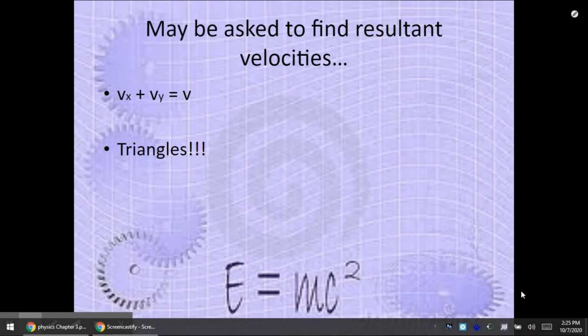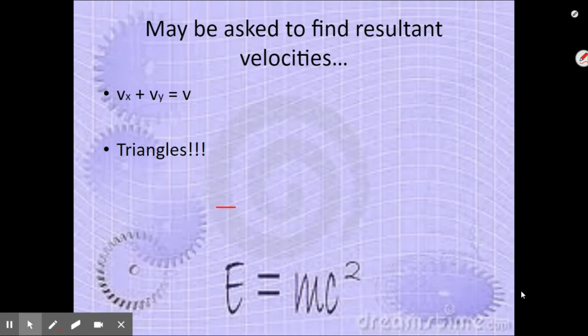You might be asked to find resultant velocities. So if you're given the Vx and the Vy, and you want to find the resultant of that, which looks like this nice little equation, but really what they're asking you is if Vx is a certain amount, and then maybe they're going a velocity in this direction, a certain amount, what's the resultant? And a resultant always means find the hypotenuse. So we're going to do Pythagorean theorem for that.